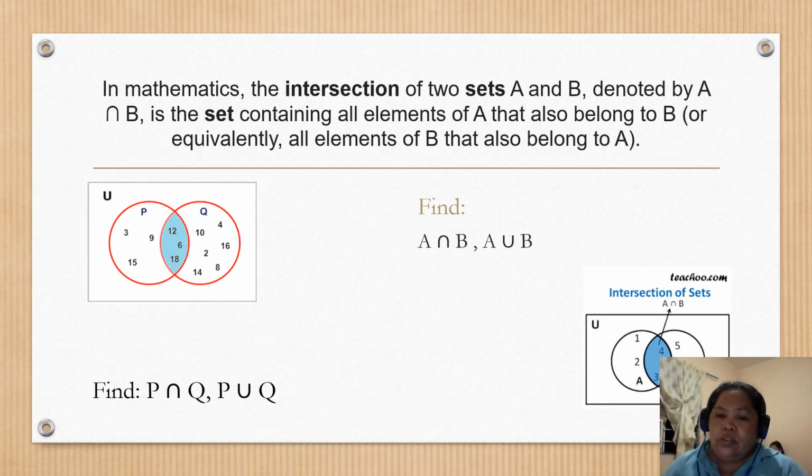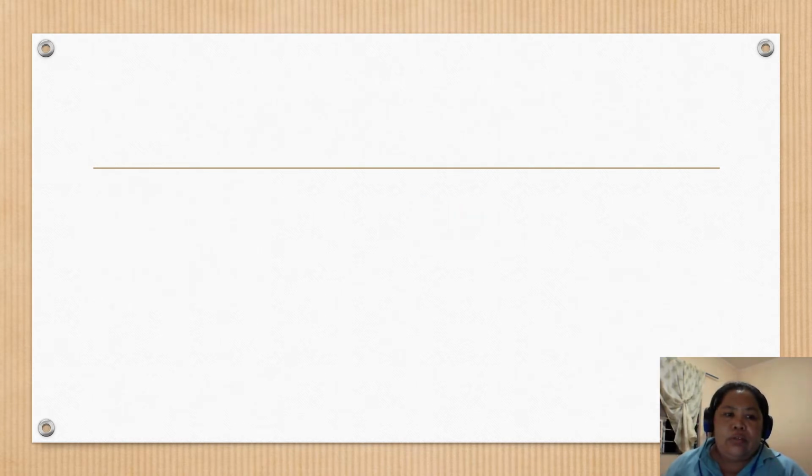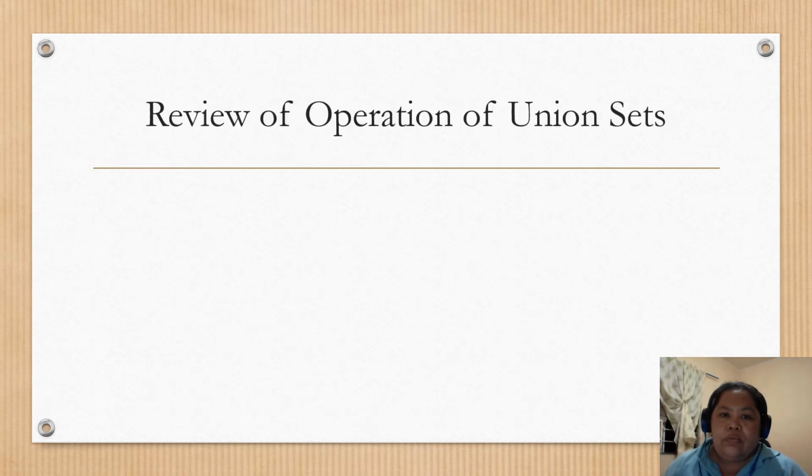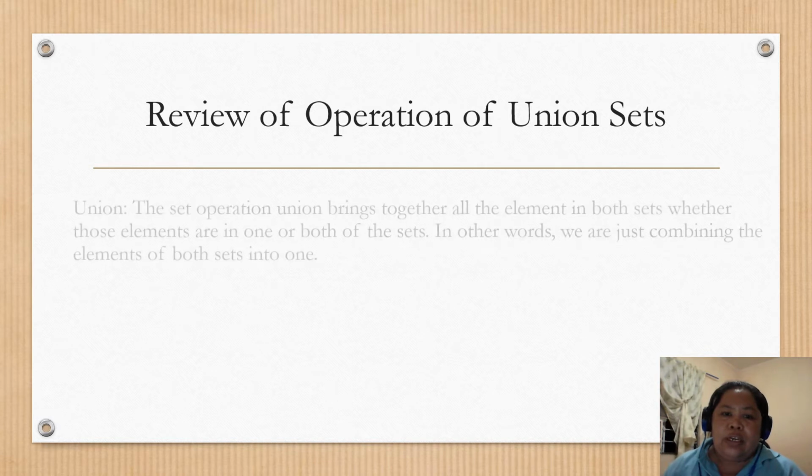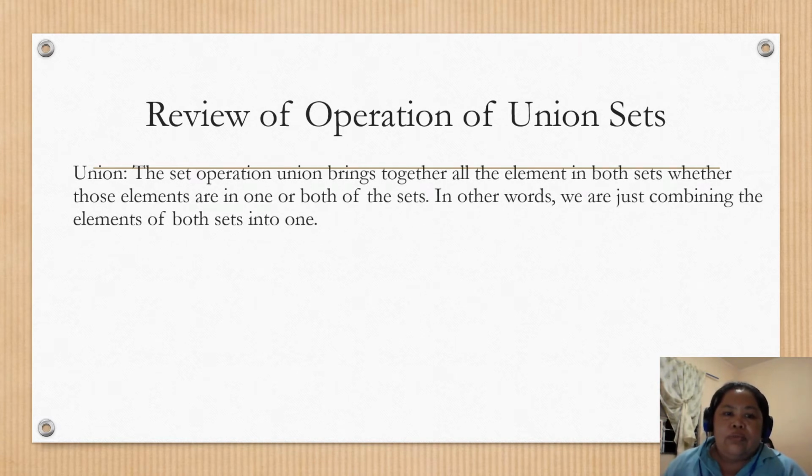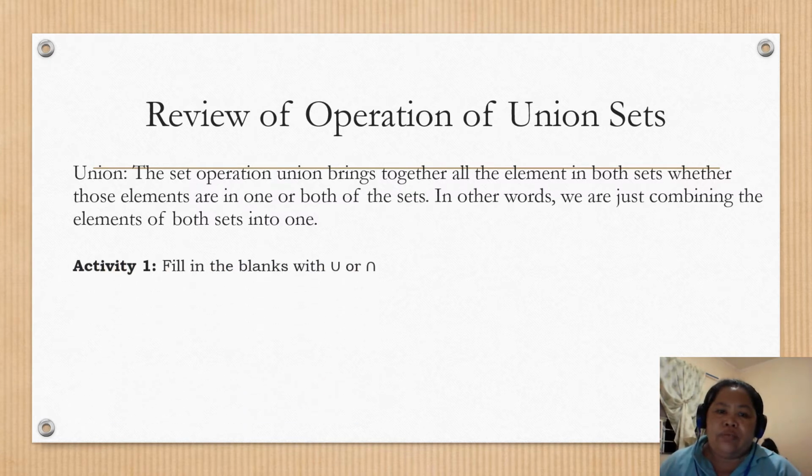Next. What are we going to do? Okay, let's go back to the previous slide. The review of the operation of union of sets. Now, union is the set operation that brings together all the elements in both sets, whether those elements are in one or both of the sets. In other words, we are just combining the elements of both sets into one.